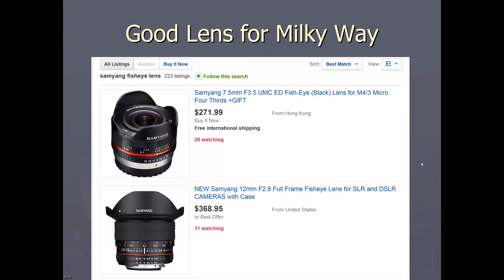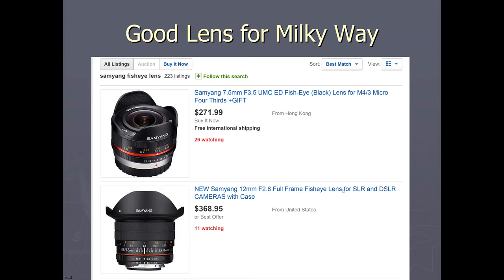Now, good lens for Milky Way photography would be a fisheye lens. If you are using a micro four thirds camera or something that is not a full frame, then you can buy a Samyang, and this lens is relatively cheap. But if you are using a full frame camera like the Sony or Canon or Nikon, you can always buy a Samyang 12 millimeter full frame fisheye lens.